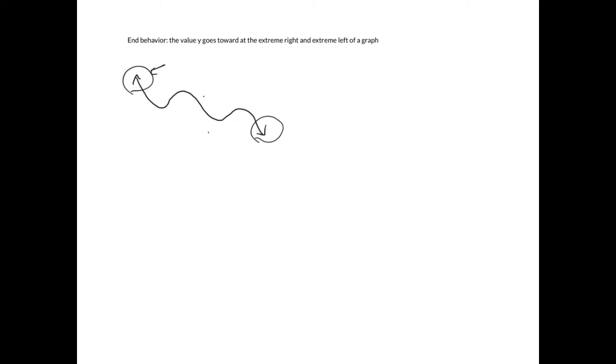So if I look at the arrows, there are two ways, for example, if I looked at this arrow, there are two ways of describing what this arrow is doing. It's pointing to the left. It makes sense. It's on the extreme left of the graph. It's also pointing up. And an end behavior statement, a description of the end behavior, would actually include both of those descriptions.